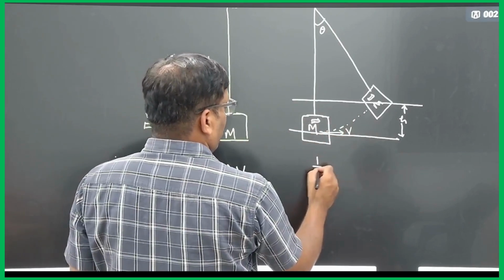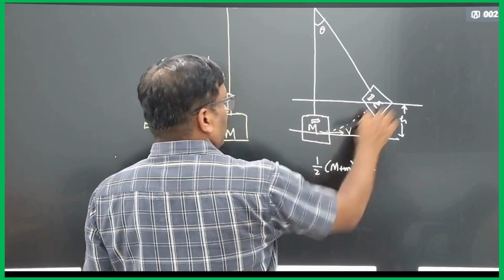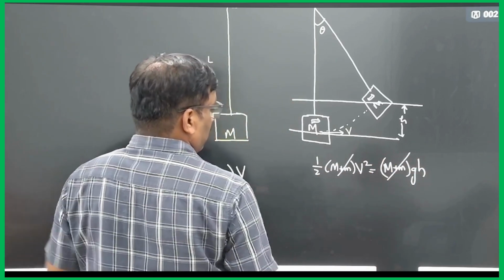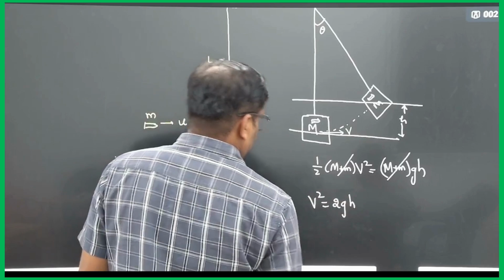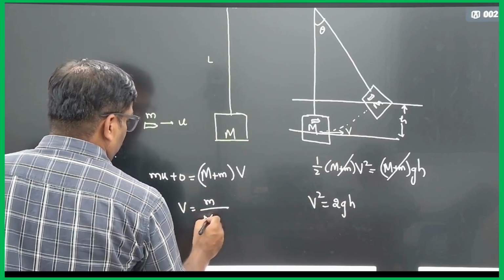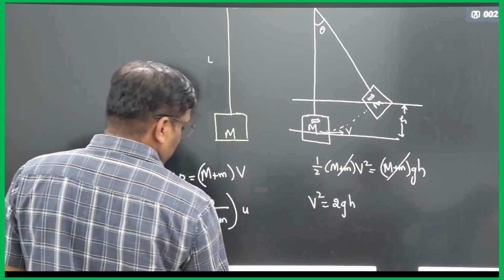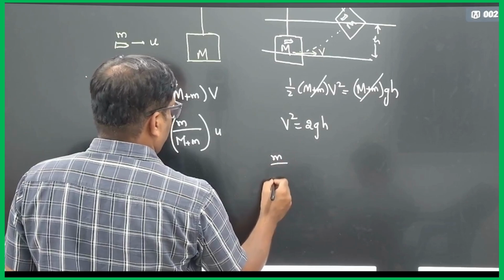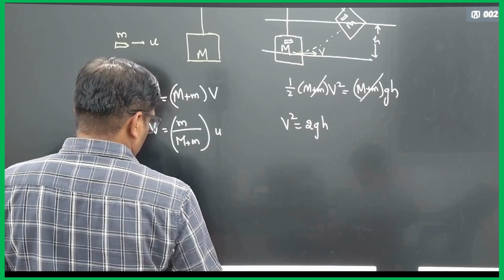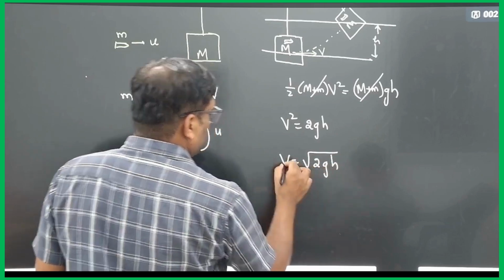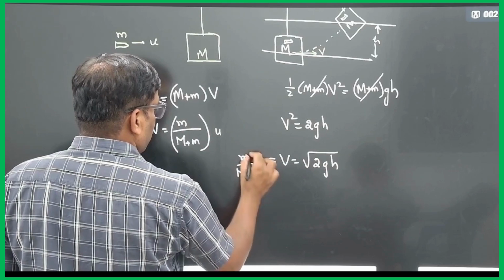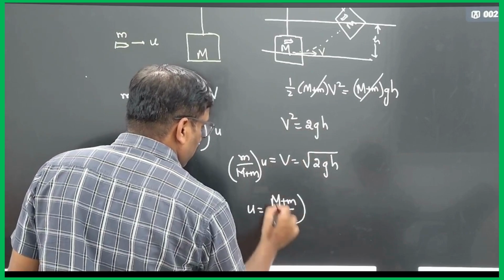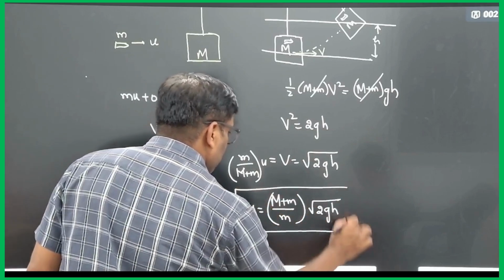It has kinetic energy, half (M plus m) V squared, and it goes to a height, so (M plus m) g h, and this gets cancelled out. So V squared is equal to 2gh. V we can write as small m by (capital M plus small m) into u. Substitute in this equation. So V is equal to square root of 2gh, and V is small m by (capital M plus small m) into u. Therefore u can be written as (capital M plus small m) divided by small m into square root of 2gh. This is the velocity of the bullet.